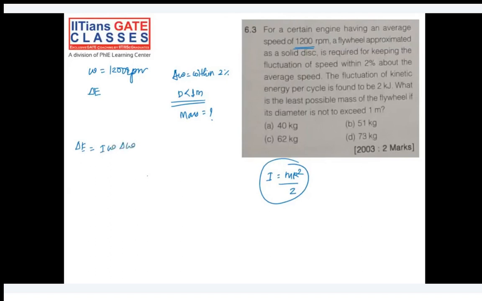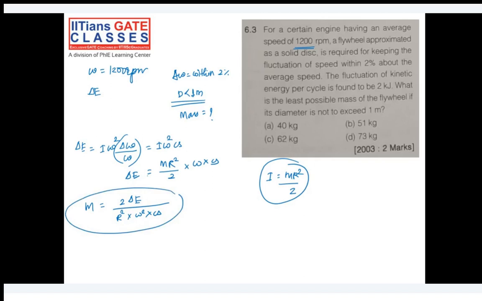In this case, if I multiply and divide by omega, this formula will become I omega square into delta omega by omega, and this will become I omega square CS. CS is the fluctuation in the speed basically here. And what is the value of I? m r square by 2 into omega square into CS. This is your delta E. So from this, I should be able to write m equal to 2 delta E divided by r square into omega square into CS. So you already know the formula.